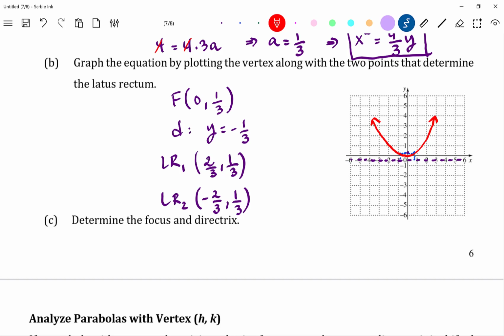My parabola passing through 0 and having directrix y equal to negative 1/3, focus at 0, 1/3, and latus rectum points at 2/3, 1/3, and negative 2/3, 1/3. Those 2 points.